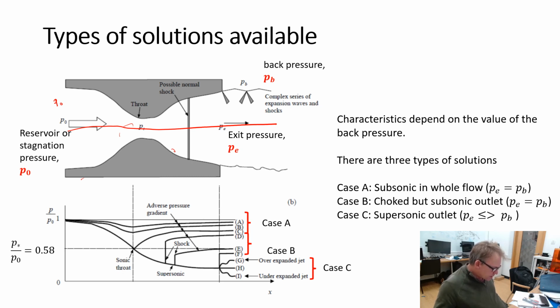So if the back pressure and the reservoir pressure are the same, then of course the pressure differential is 0 and there's no flow. If we have a small difference in pressure, then the flow will remain subsonic. So this is kind of curve A and B.